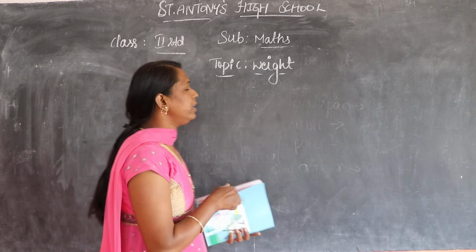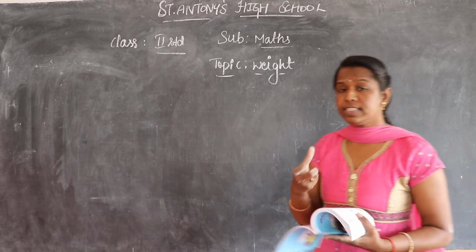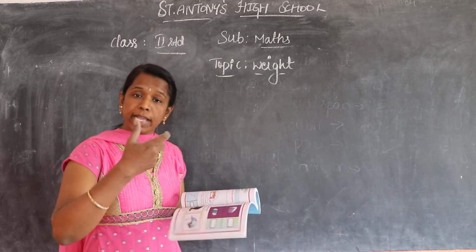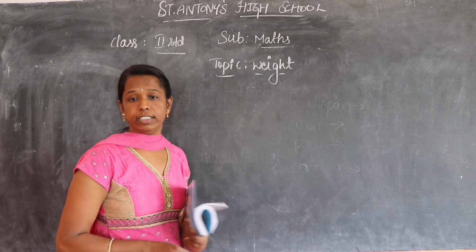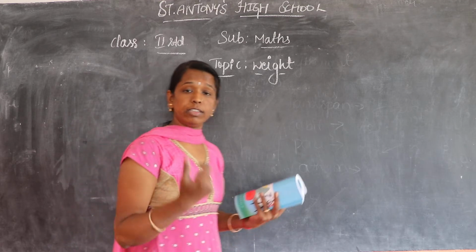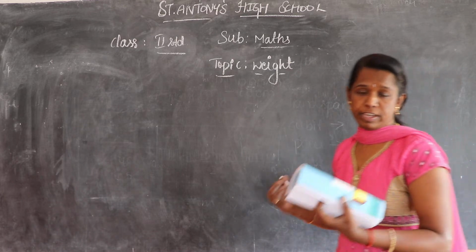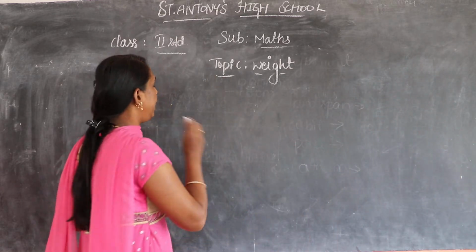Okay, weight. Children, when we visit a vegetable shop or vendor, we can buy some vegetables. It is measured by using a weight. How much weight can you purchase from the vegetable shop or vendor? It may be 3 kg of some vegetables. So usually the weight is expressed in terms of kg.